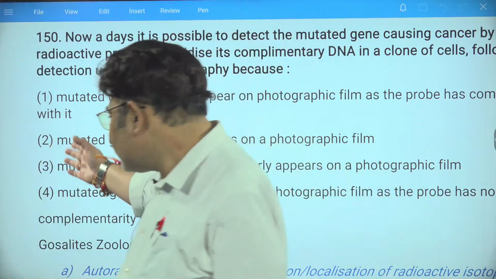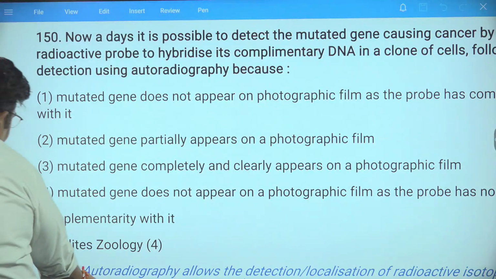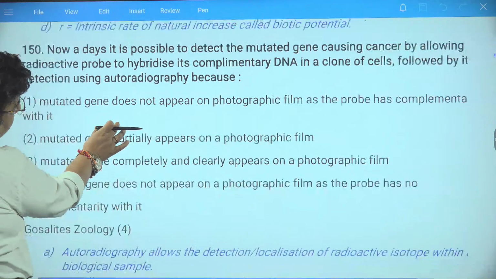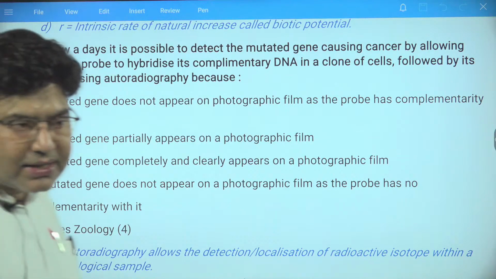Now let us see. 1, 2, 3, 4. What is the answer? Option 1: mutated gene does not appear on photographic film as the probe has complementarity with it. Option 2: mutated gene partially appears on a photographic film. Option 3: mutated gene completely and clearly appears on a photographic film. And option 4: mutated gene does not appear on a photographic film as the probe has no complementarity with it. Come on, answer.